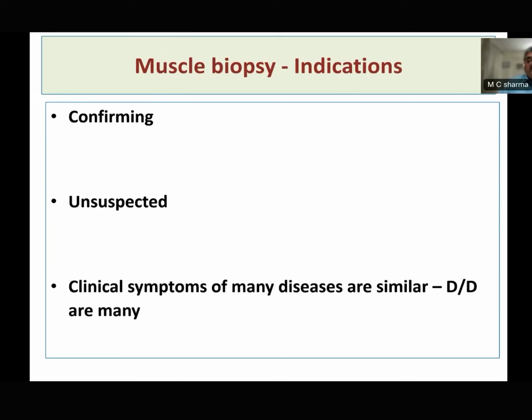If there is a clinical suspicion that this is Duchenne muscular dystrophy, they do the muscle biopsy, and we do the tests and diagnose this is Duchenne muscular dystrophy. But nowadays it is not true. There are many other unsuspected diseases, or their clinical features may be overlapping. There may be a lot of differential diagnoses. So these are some of the indications today for the muscle biopsies.